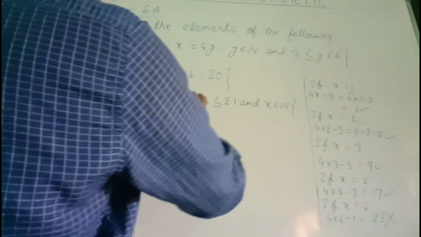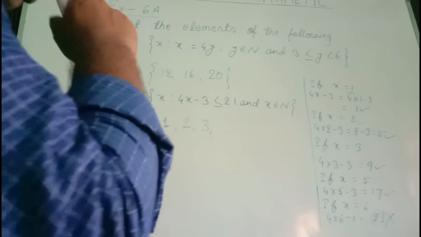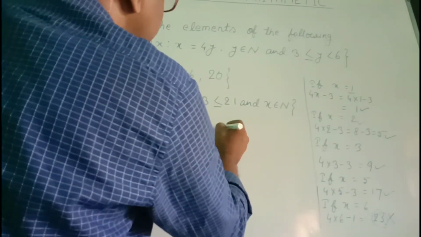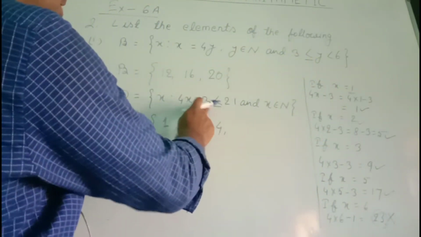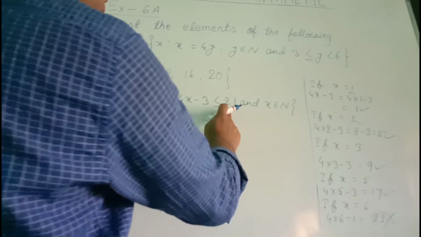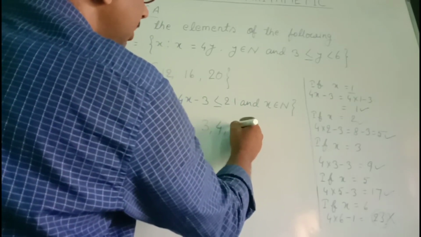Then fourth, if we take x equal to 4, we have not taken 4 here, so we take 4 into 4 minus 3. 4 fours are 16, minus 3, 13. So 4 is also one element. Now if you take x equal to 5, 4 into 5 minus 3, 20 minus 3 equals 17, that is also smaller than or equal to 21. So our next element became 5.